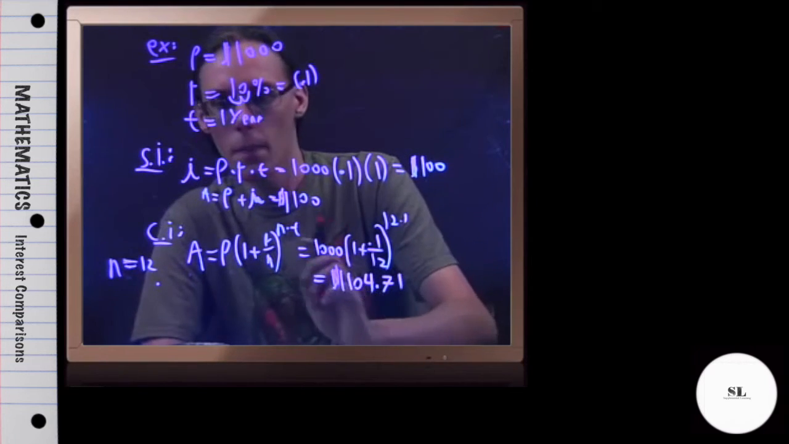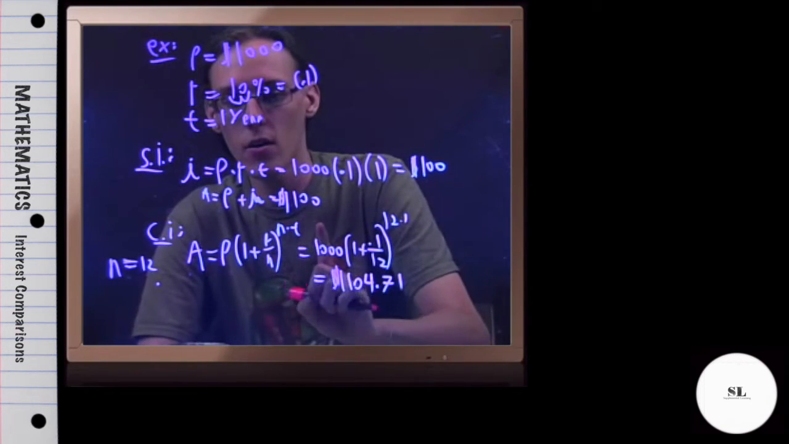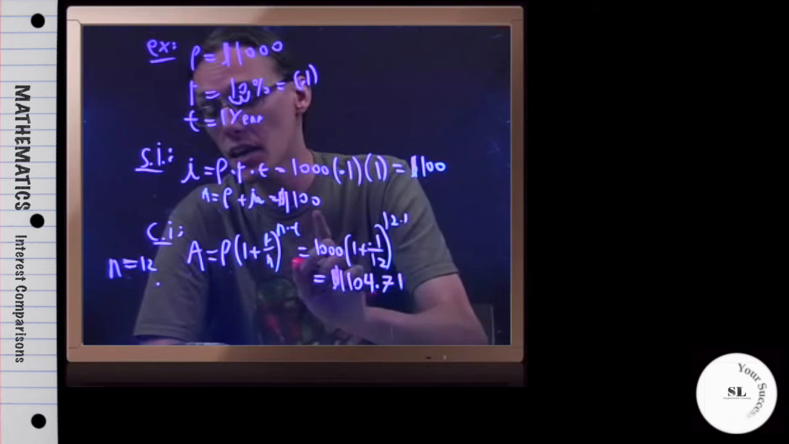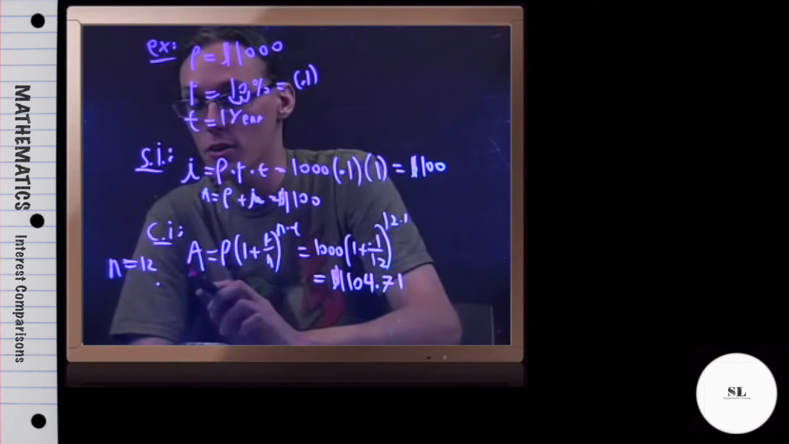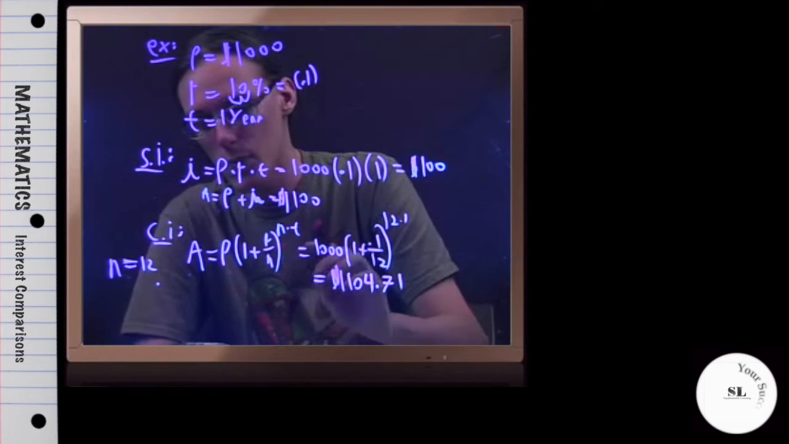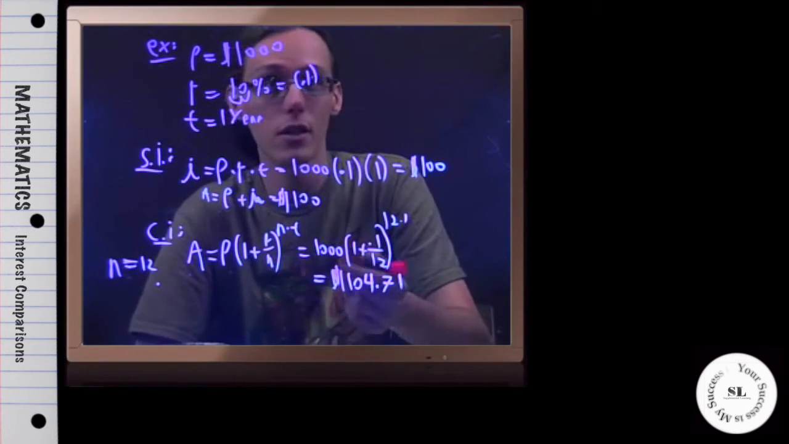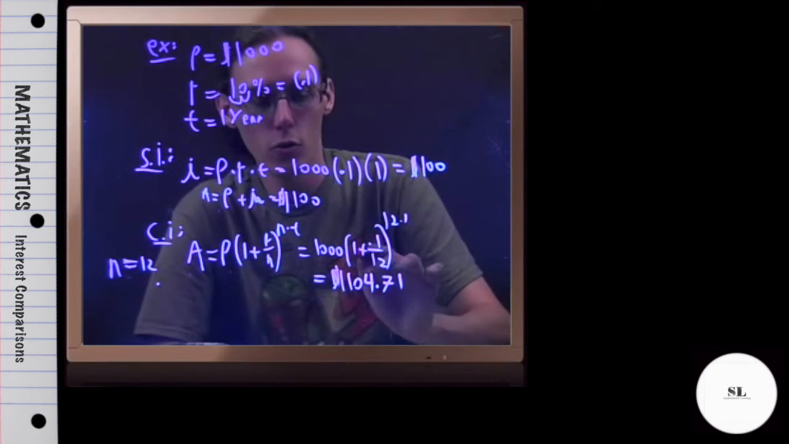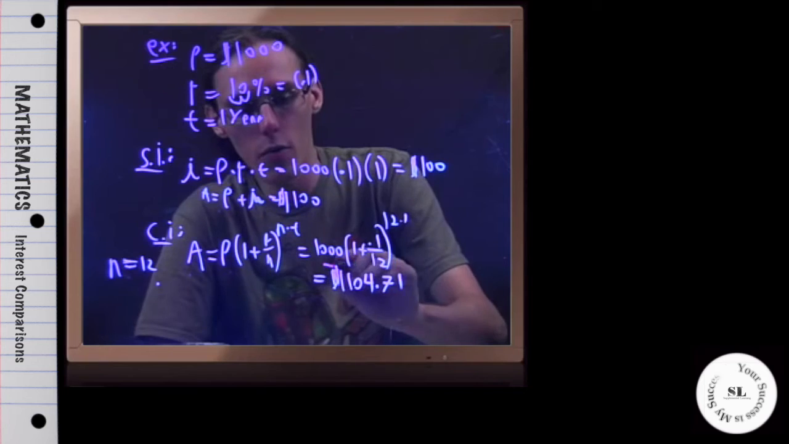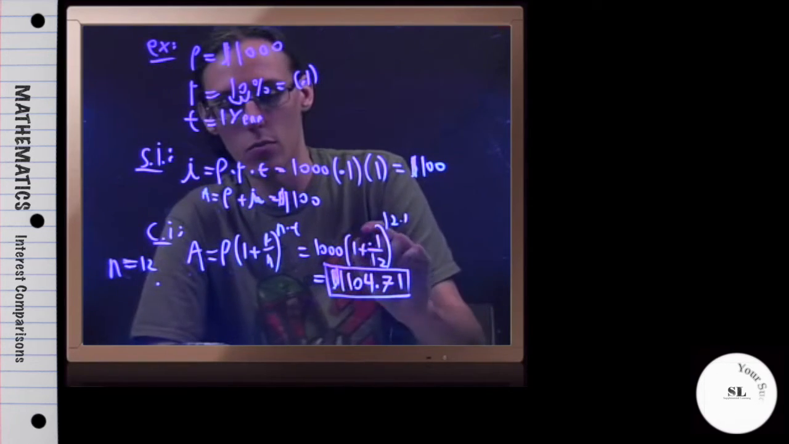So notice, with simple interest, it's only calculated once at the end of that year, and so you wind up with the 1,100. The compound interest, the reason the formula is more complex, is because it's actually calculating every single month interest on what you have, and then interest on your interest. So you wind up with a tiny bit more. We wind up with $4.71 more.